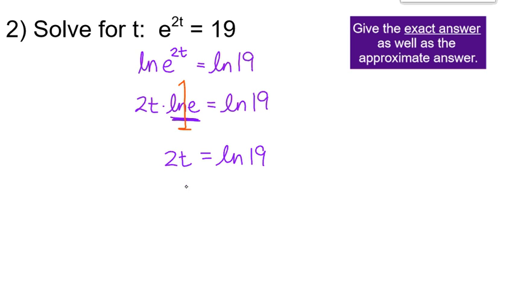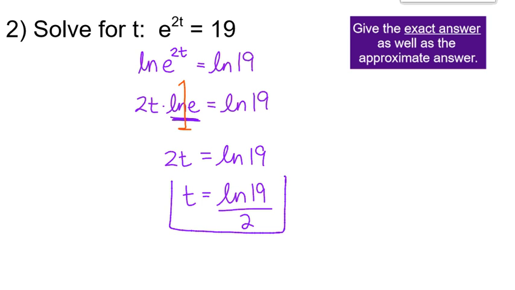And finally, to get t by itself, divide both sides by 2. So our answer is natural log of 19 over 2. That's our exact answer. Chances are everybody would use natural log and not a different base for this problem, so we probably have the same looking exact answer. Put this in the calculator to get the approximate answer, and if you round it to the nearest hundredth, you'll have about 1.47.